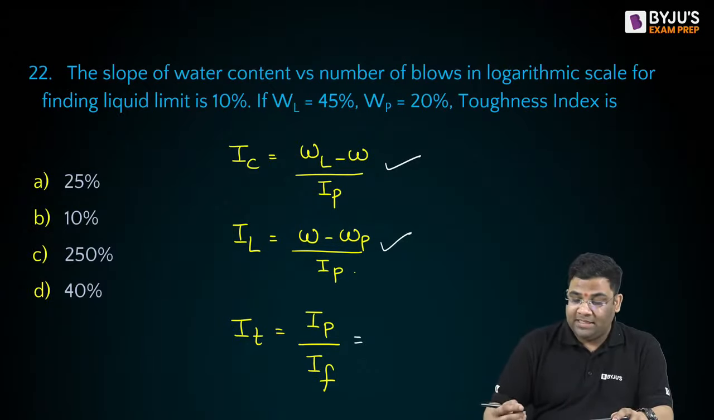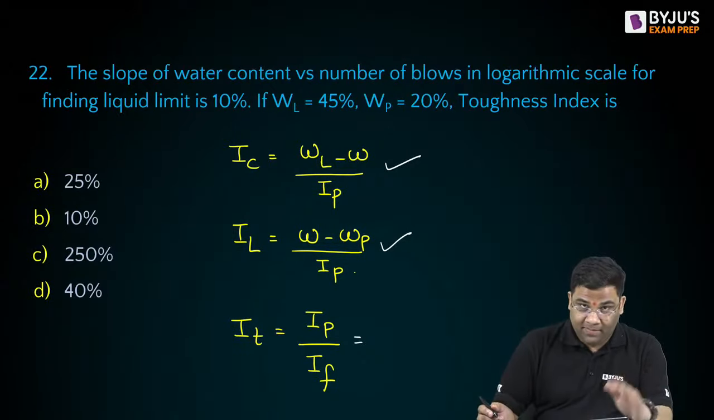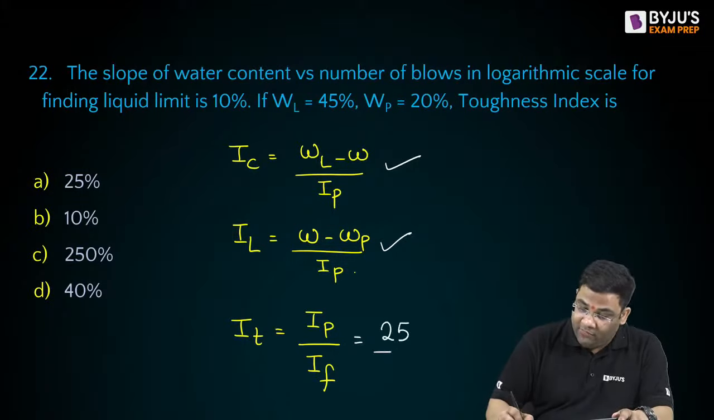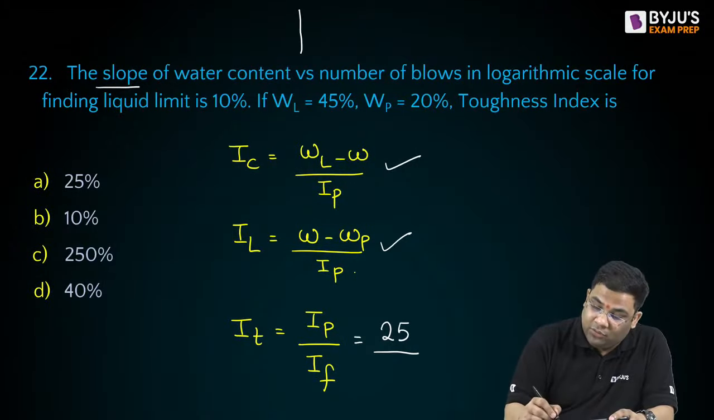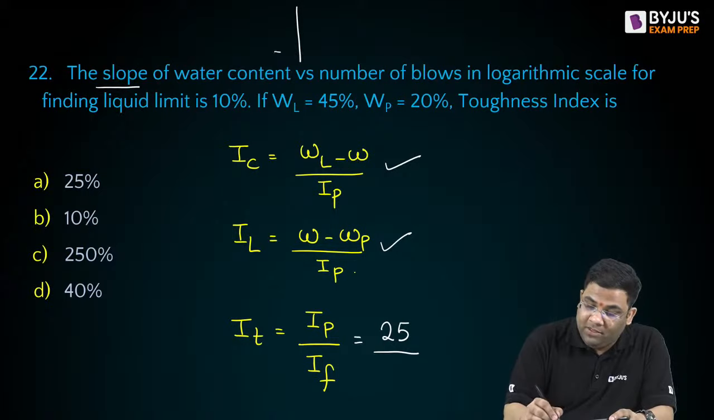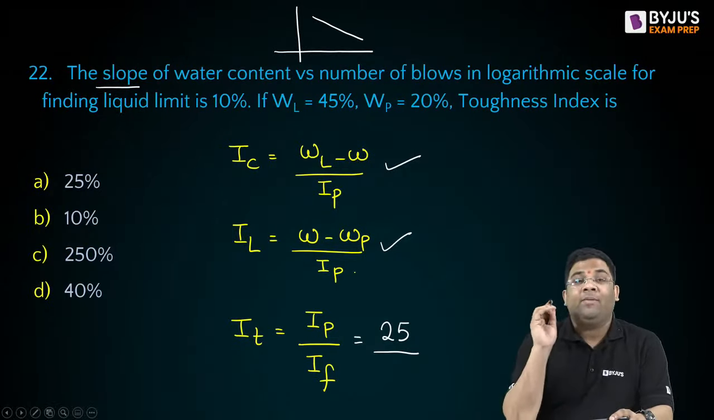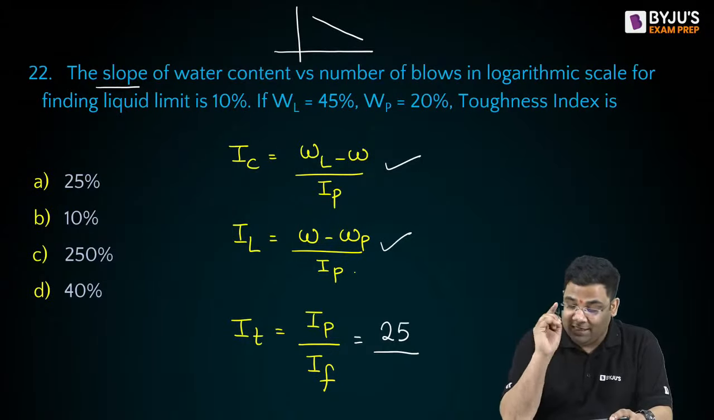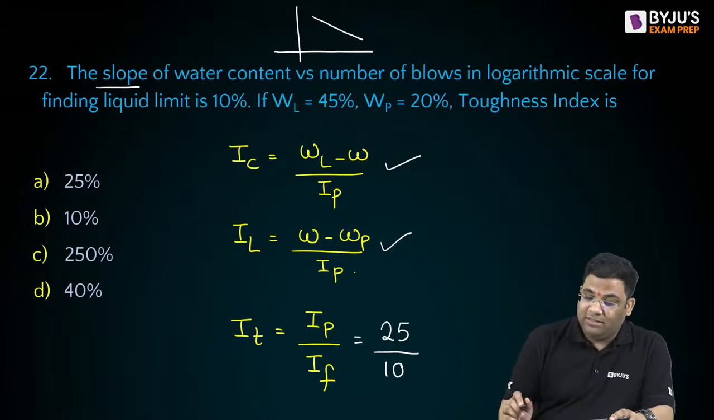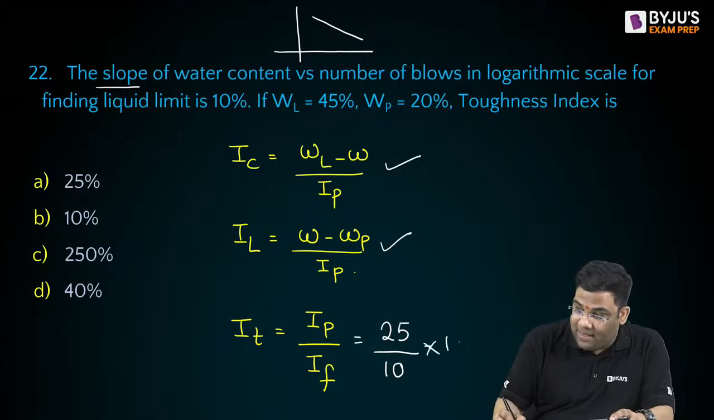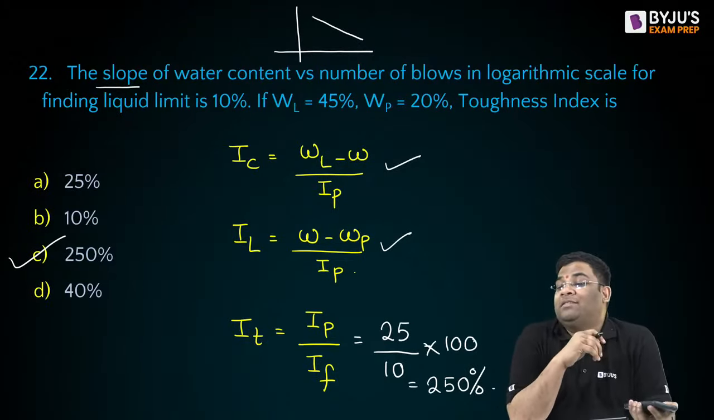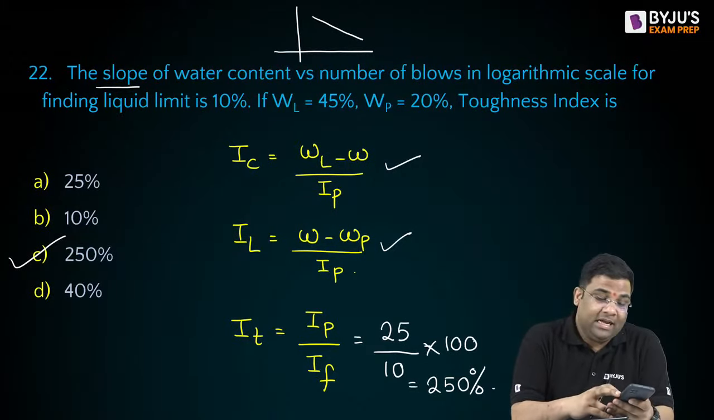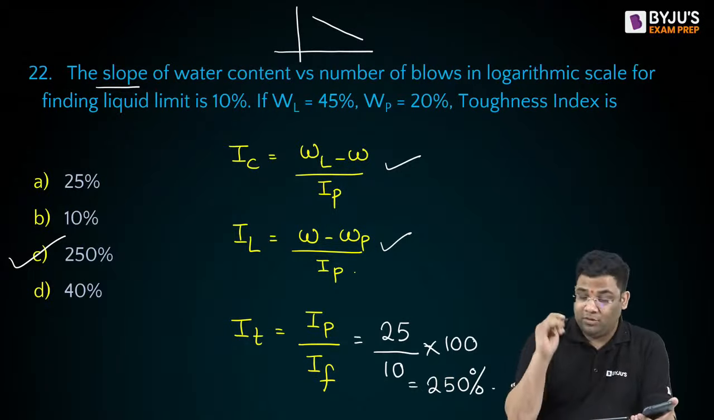So your plasticity index is how much? 45 minus 20, liquid limit minus your plastic limit, is 25. And your flow index is how much? Flow index is nothing but the slope of the semi-logarithmic graph of water content and number of blows in determination of liquid limit, right? So the flow index is 10. Now this is in decimal. In percentage you have to multiply by 100. So the answer is 250%. I gave this question because we don't find so many questions on toughness index, and there is a good chance that they might ask you in the examination and you make some mistake.